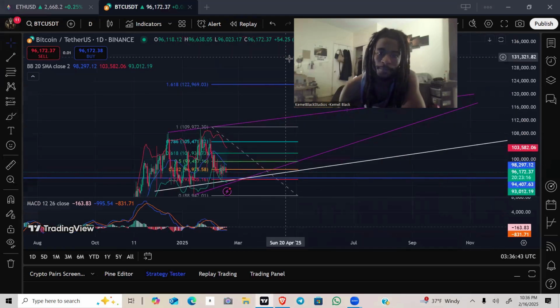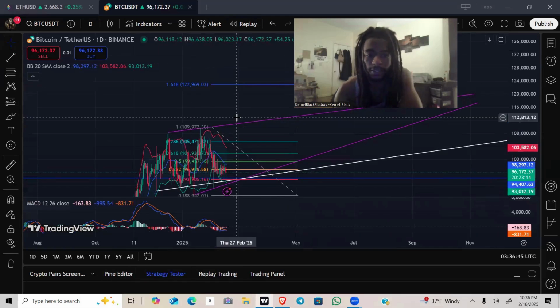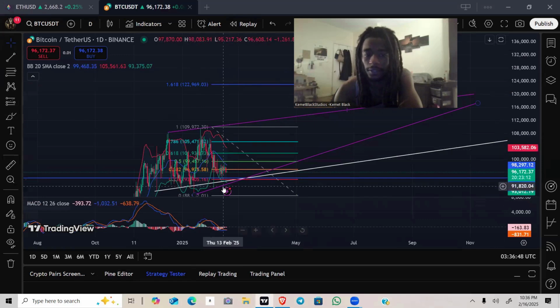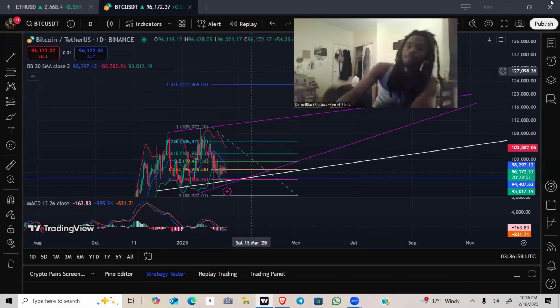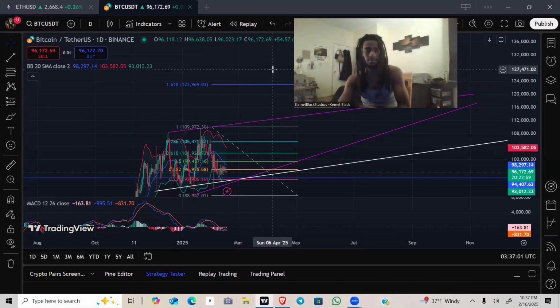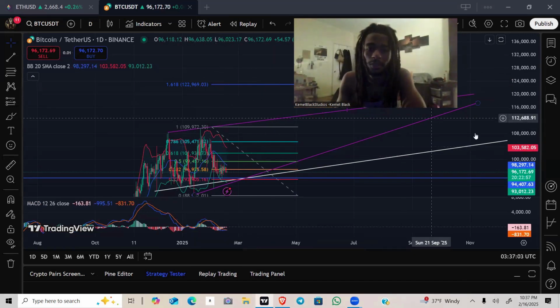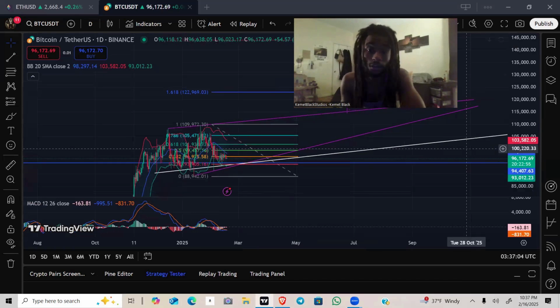All right. So again, the target is in the immediate short term. If we're going to go bearish, maybe down to 94,000. But if you're going bullish, then I would say 103,000 to 109,000 will be our next movement going up. So you could put in a long trade.